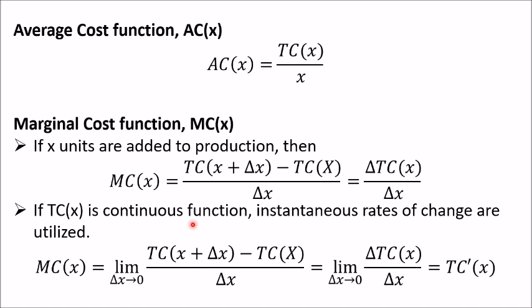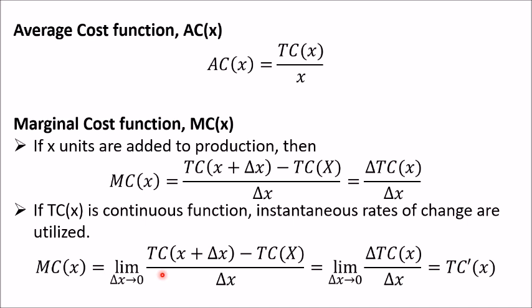If this is a continuous function, instantaneous rates of change are utilized. So ito na yung formula ng ating derivative. This is also the derivative of the TC, which is the MC, the marginal cost. So ibig sabihin, pag kinuha natin yung derivative ng ating total cost function, yun yung magiging marginal cost function natin. Or simply, the derivative of the total cost function.